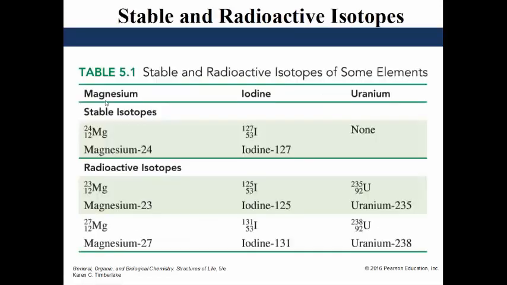Here's a table of some stable and some radioactive isotopes. For stable ones, here, magnesium 24 or iodine 127. Some radioactive forms: magnesium 23, magnesium 27. These are still forms of magnesium, but they have different masses, so they're isotopes, and because they emit radiation, they're radioactive isotopes. And for iodine, the normal form is 127, but 125 is an isotope, and iodine 131 is a radioactive isotope. And then uranium 238 and 235, different forms of uranium.